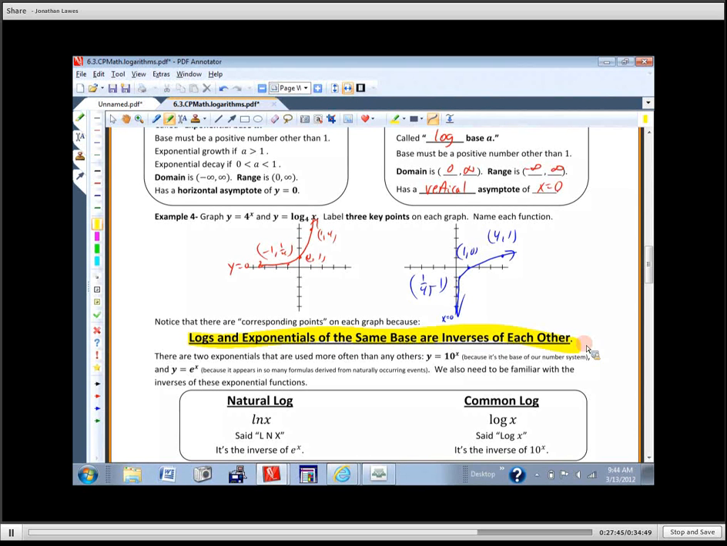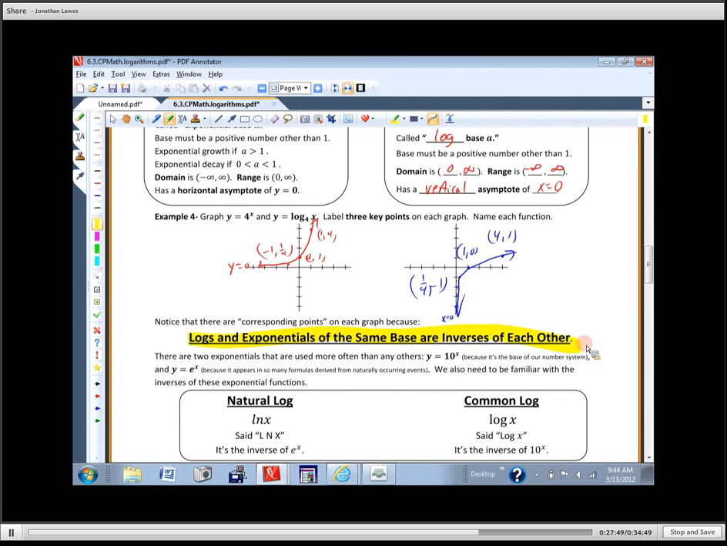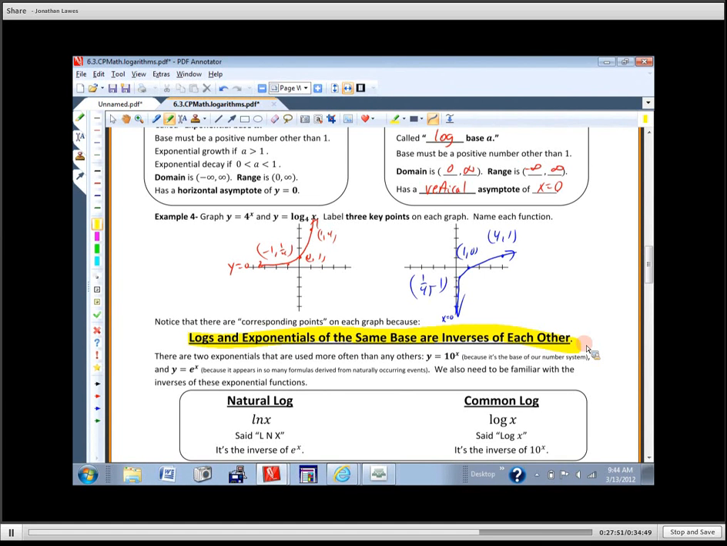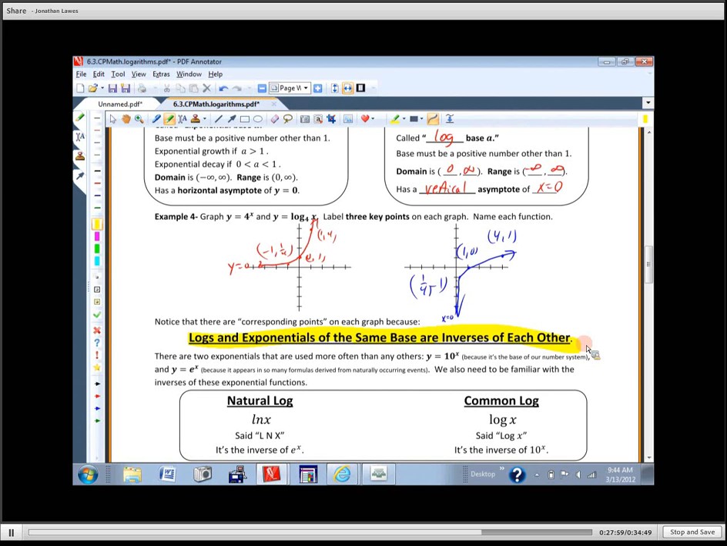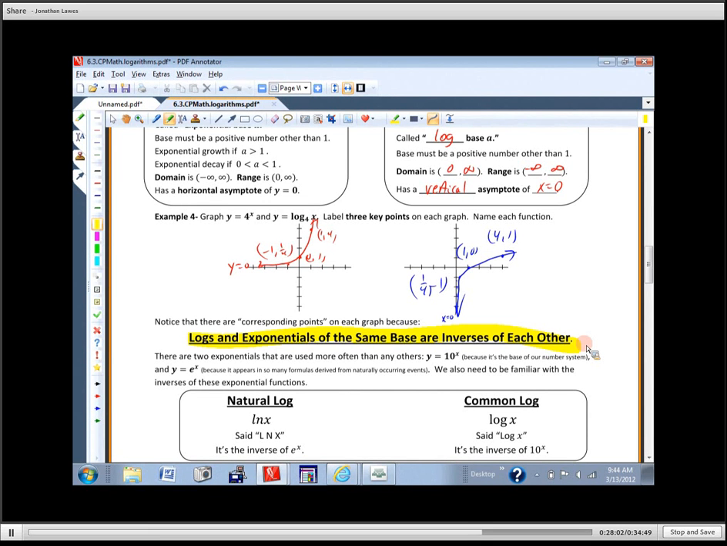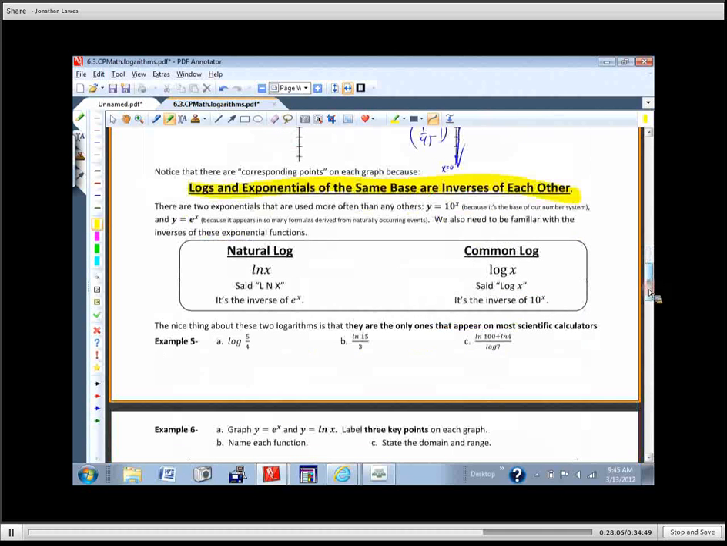Just like, if I said, what undoes the 597th root? Power. So there are all these categories of inverses. Here we're dealing with logarithms and exponentials. Now, there are 2 exponentials and logarithms that are used more often than any others. We use exponential base 10 a lot, and we use exponential base e a lot.